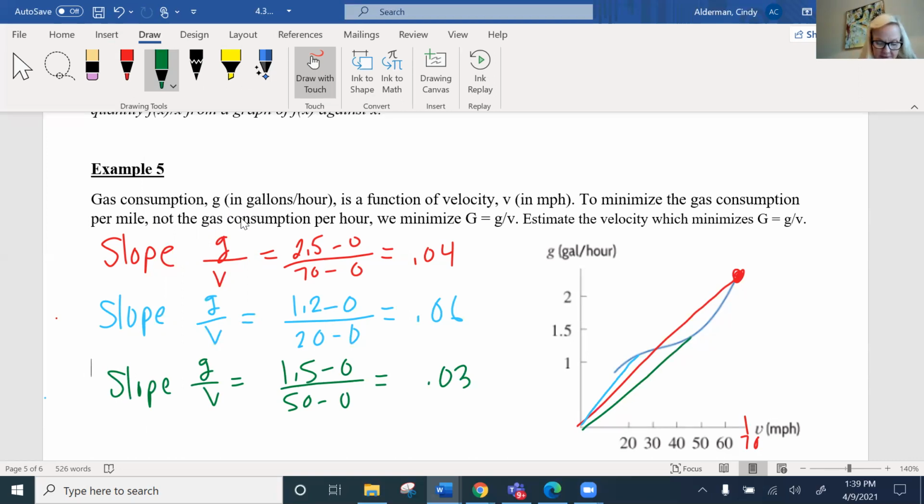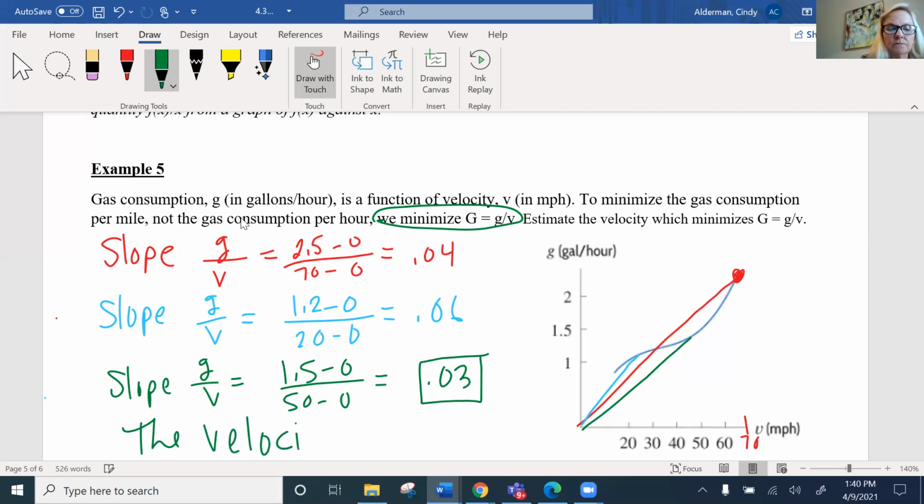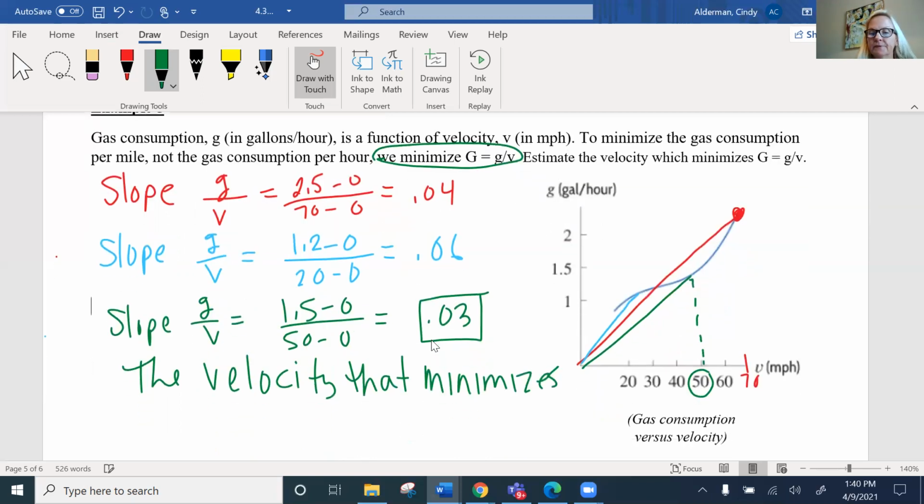Okay, so basically what we're trying to do is find a velocity that minimizes the slope, right? So if we're trying to minimize the slope, the smallest slope here would be there. So the velocity that minimizes this ends up being the X value that goes with that slope. So the velocity that minimizes gallons per velocity would be 50 miles per hour.